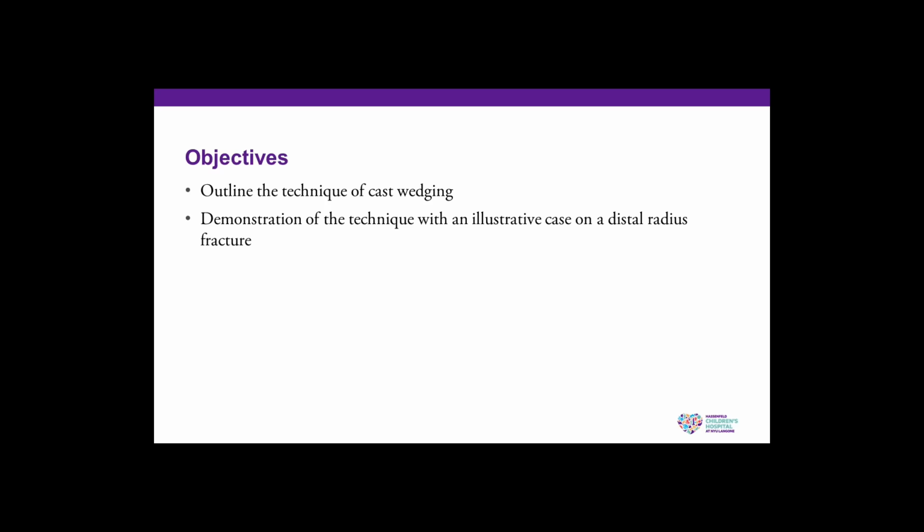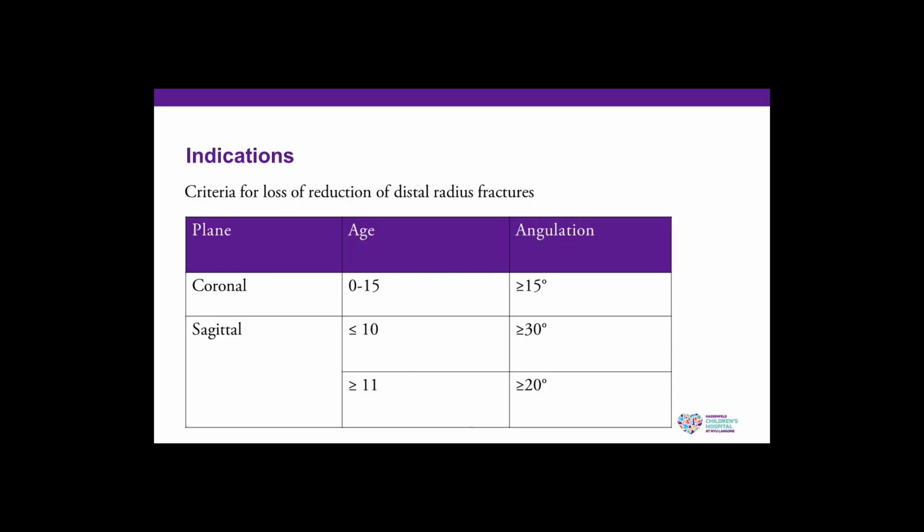The objective of this presentation is to outline the technique for cast wedging while providing an illustrative case. The main indication for the use of cast wedging is fracture redisplacement after closed reduction has already been performed. Fractures with increasing angulation parameters on radiographs in 2 or more subsequent visits should raise the suspicion for loss of reduction. Ultimately, the objective is to improve the alignment up to a point where remodeling can compensate for the remaining angular deficits.